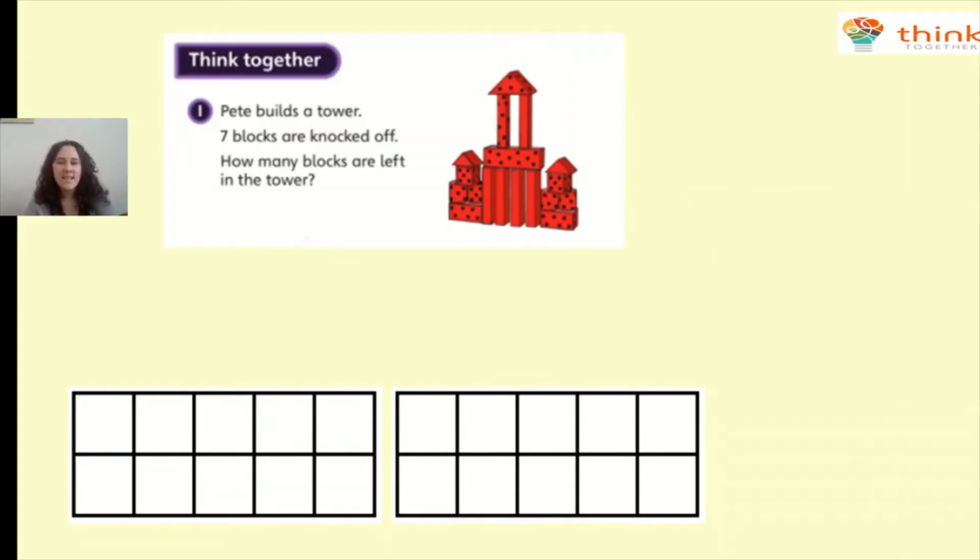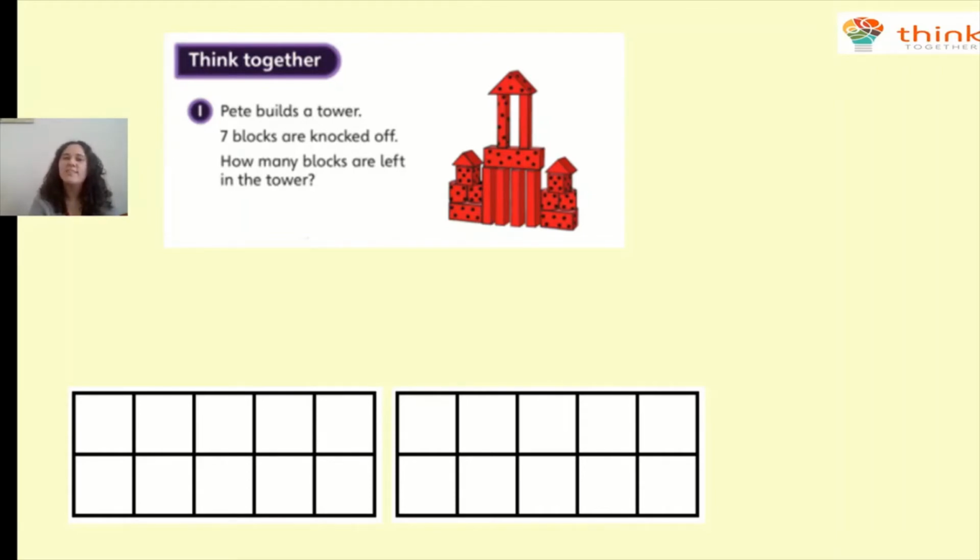Right, let's think together to work out our next word problem. Remember, we need to start by finding the important information so that we can write our number sentence. Here's the question. Pete built a tower. 7 blocks are knocked off. How many blocks are left in the tower? So, in this one, can you spot the important information that we need?